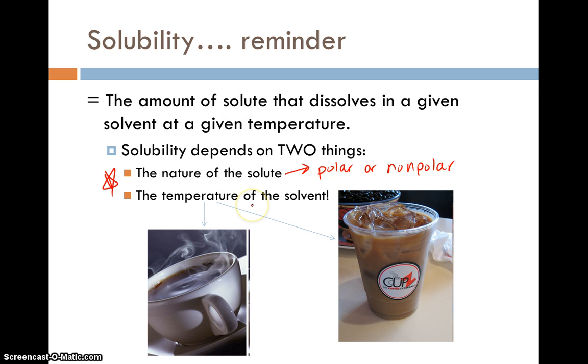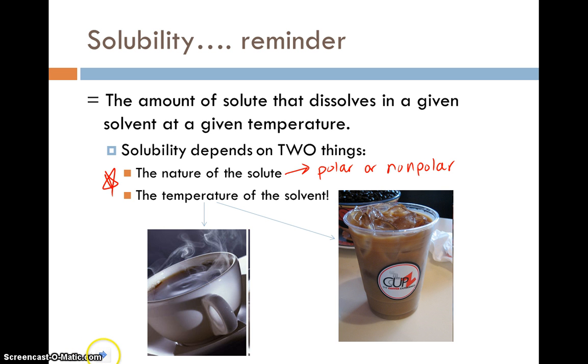The other thing is going to be the temperature. I love coffee. In the winter, I like it hot. In the summer, I like it cold. And I love to put a ton of sugar in it. But what I've noticed is that when I put my 2 packets of sugar in my hot coffee, it always dissolves. But in the summer, I always end up with sugar on the bottom of my iced coffee. And that's because we're going to learn that hot solvents typically hold a lot more than cold solvents do.